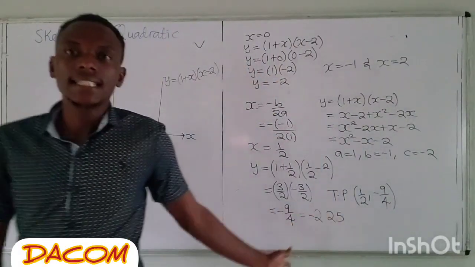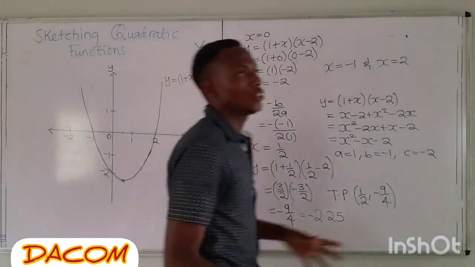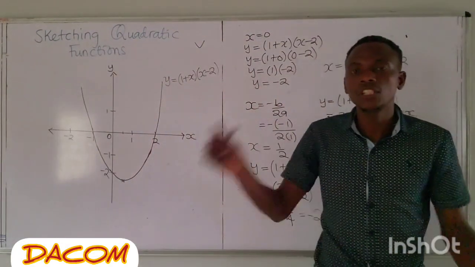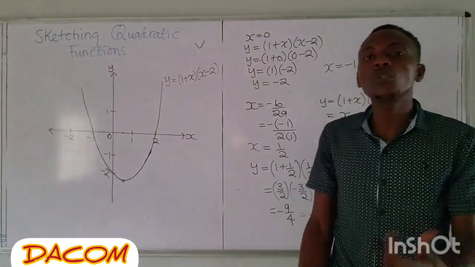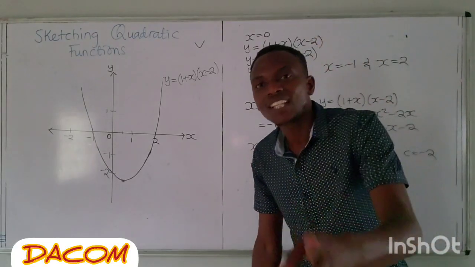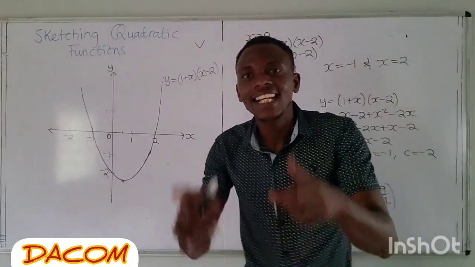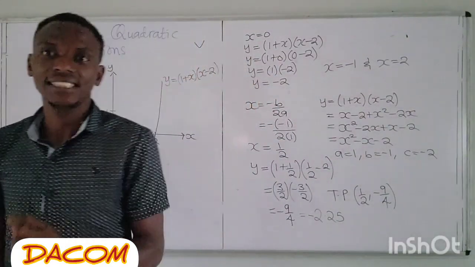But this is how you actually sketch. So just to summarize, you need to have the x-intercepts, you need to know the shape, you need to have the y-intercept, and we also need to have the turning point. Those 4 points help us to sketch the graph of any given quadratic function.